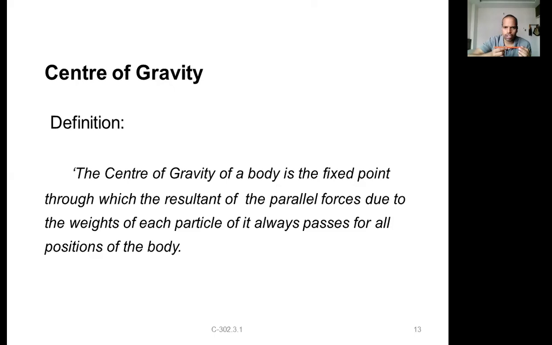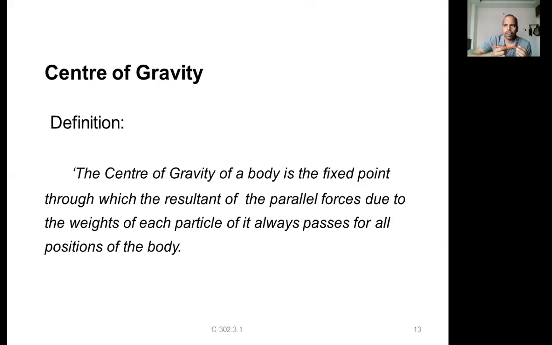It is attracted by gravitational force. It is like a force. All these particles, due to this, will form a parallel force system, and they will have a resultant. Due to the weights of each particle, it passes through all positions of the matter. It is nothing but a parallel force system, and it will have a resultant.